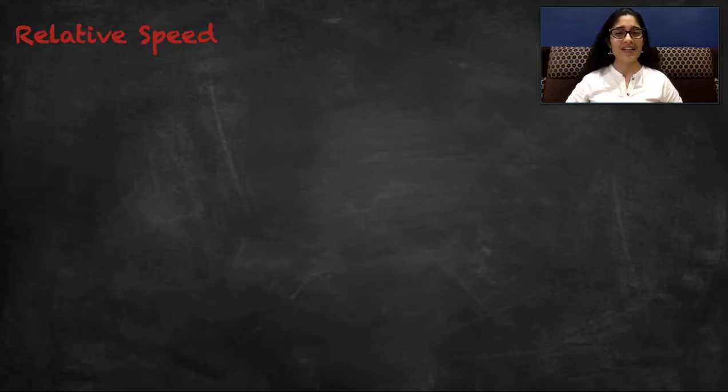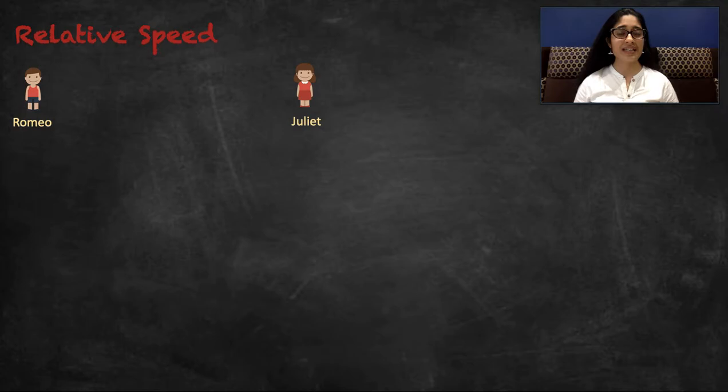Now, to understand relative speed, I am going to use a very interesting story with two very interesting characters, Romeo and Juliet. So let's say Romeo and Juliet are distanced at 100 kilometers, with Romeo having speed of 15 kilometers per hour and Juliet having speed of 10 kilometers per hour.